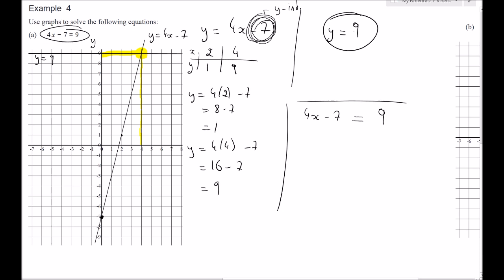For what x will y be the same? Well, obviously when x is 4, those two equations will have the same y value. So the answer is x is equal to 4, solving it through a graph.